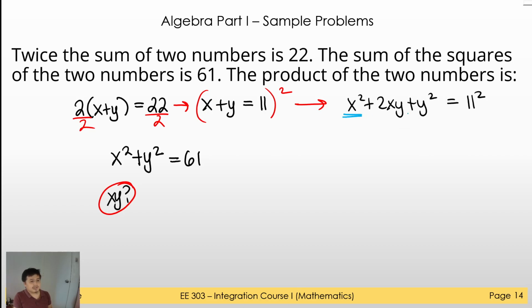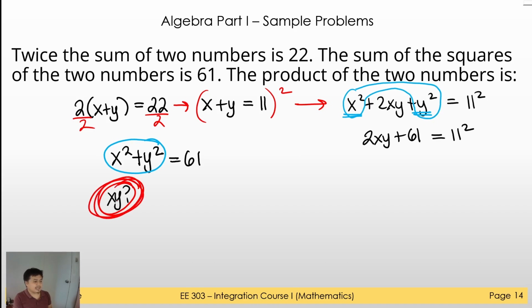And as you can see, the reason for squaring this is that we will have this term. So we can see that x squared plus y squared will be equal to 61. So 2xy plus 61 is equal to 11 squared. To find xy directly, which is what we're trying to find, the product of these two numbers, we can solve for xy by transposing this and dividing by 2. So we have xy is equal to 11 squared minus 61 over 2.